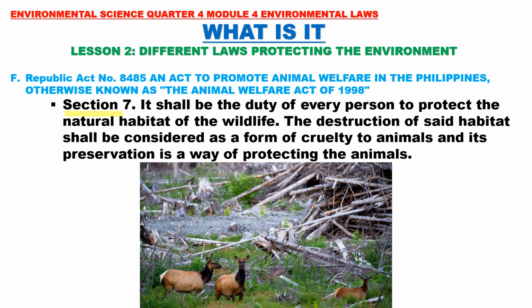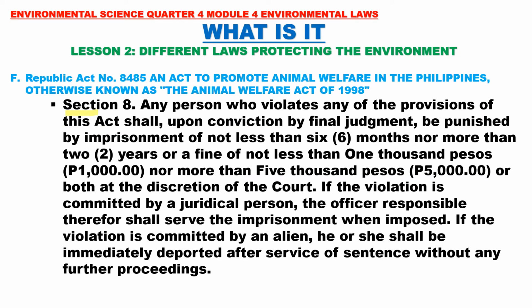Section 7 of RA 8485 states that it shall be the duty of every person to protect the natural habitat of the wildlife. The destruction of said habitat shall be considered as a form of cruelty to animals, and its preservation is a way of protecting the animals. Section 8 of RA 8485 states that any person who violates any of the provisions of this Act shall be punished by imprisonment of not less than 6 months nor more than 2 years, or a fine of not less than 1,000 pesos nor more than 5,000 pesos, or both, at the discretion of the court.